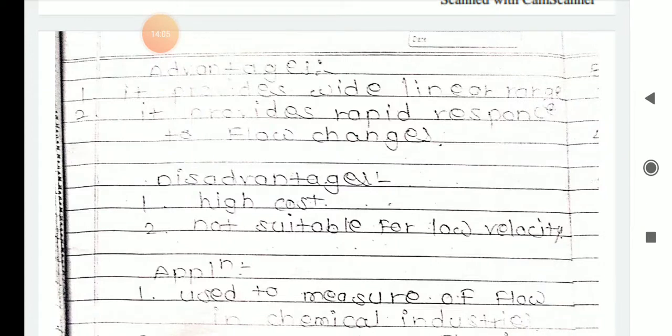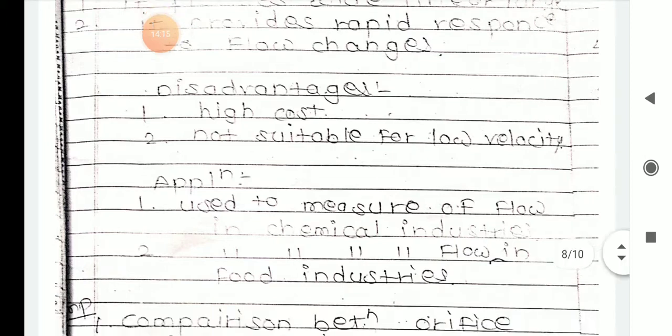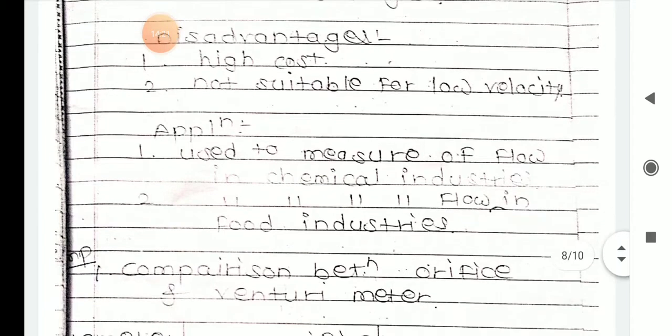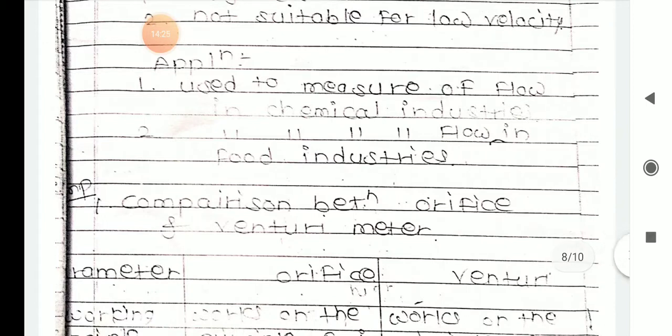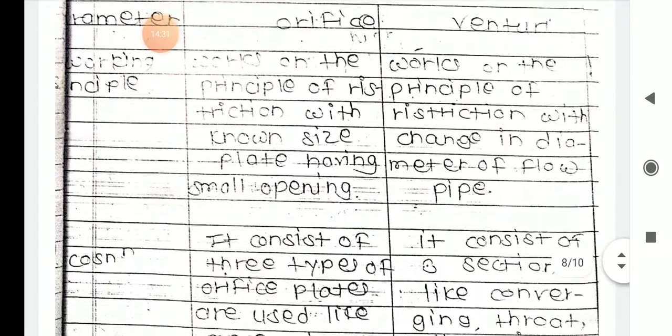It provides a wide linear range. It provides rapid response to flow changes. Disadvantages: high cost, not suitable for low velocity. Applications: it is used to measure the flow in chemical industries and food industries. Comparison between orifice plate and venturi meter.